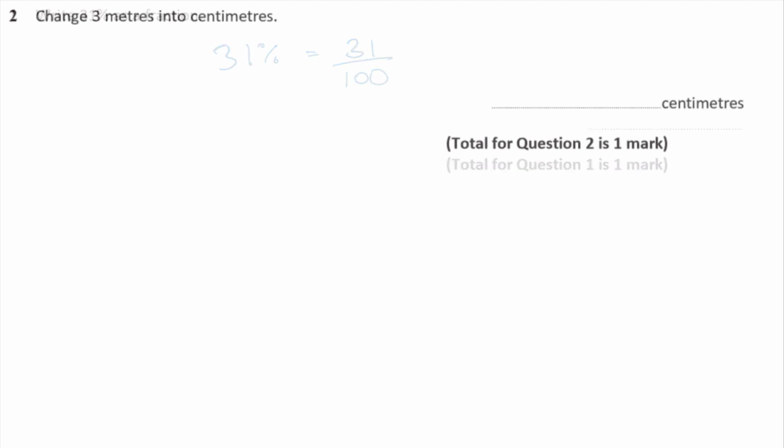Question 1. Write 31% as a fraction. Well, 31% literally means 31 out of 100. So that's pretty easy really, isn't it? 31 over 100.